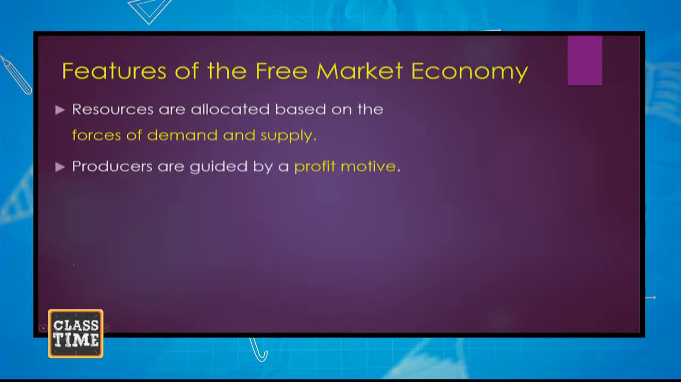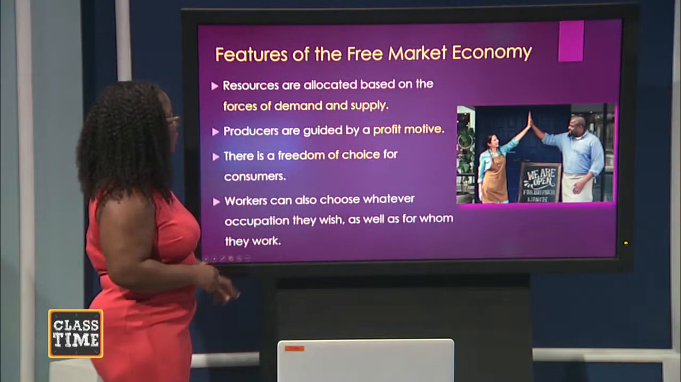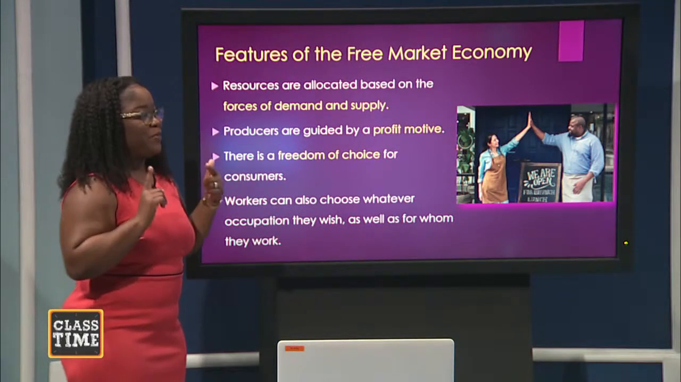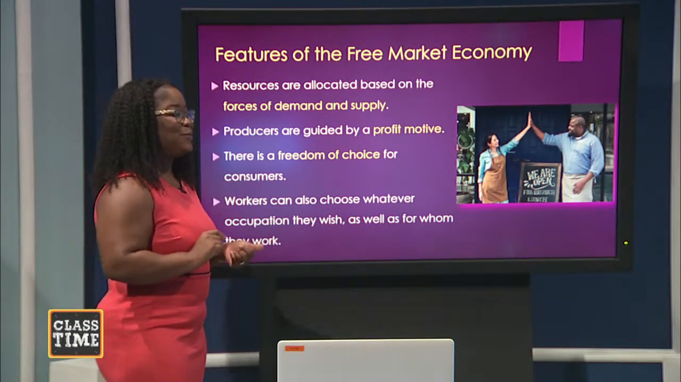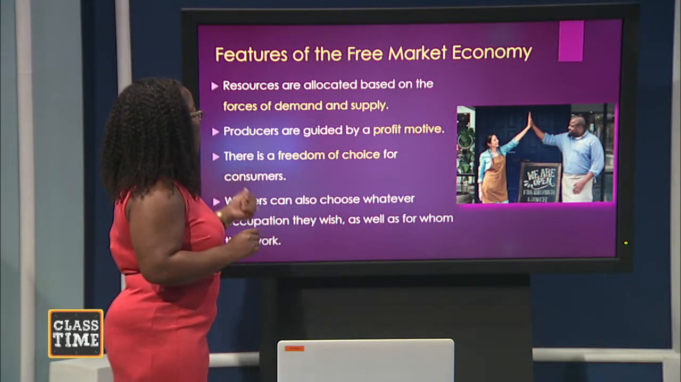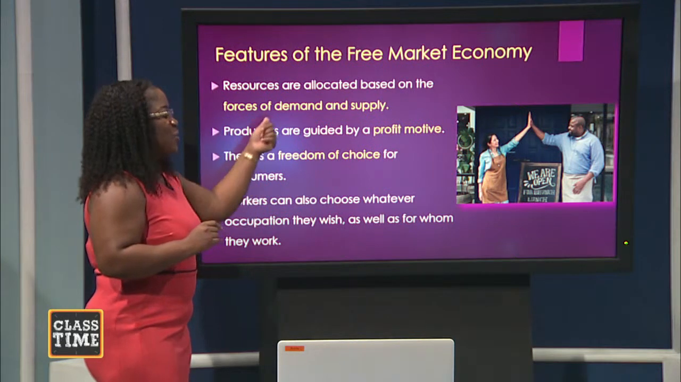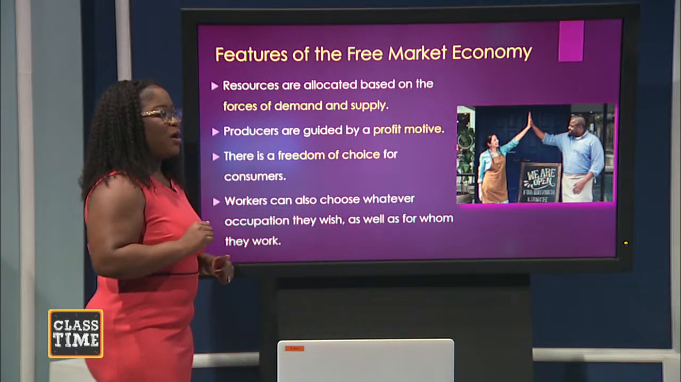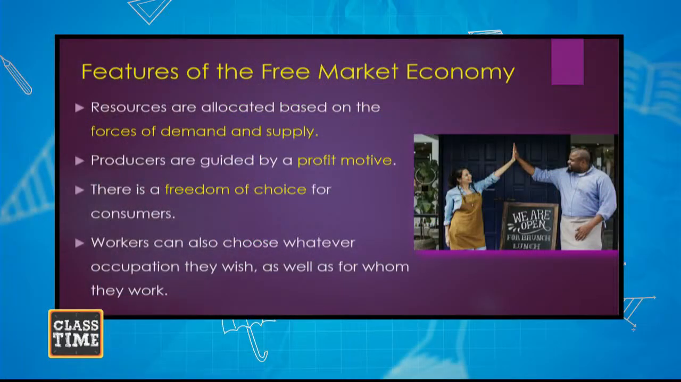Here are some additional features of the free market economy. Resources are allocated based on the forces of demand and supply. So, as we mentioned earlier, in the free market structure, based on where the demand is for products, or in what volume these demands exist, entities may venture into or increase the production of some goods. And as the demand decreases, and you watch consumer behavior and people are moving away from certain goods, these entities reduce the production of those goods.